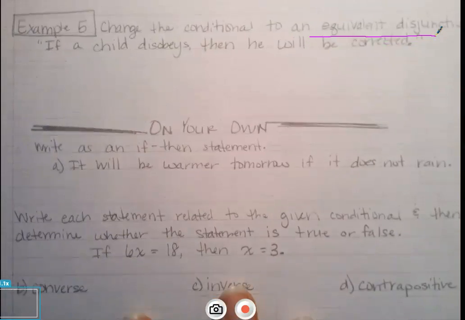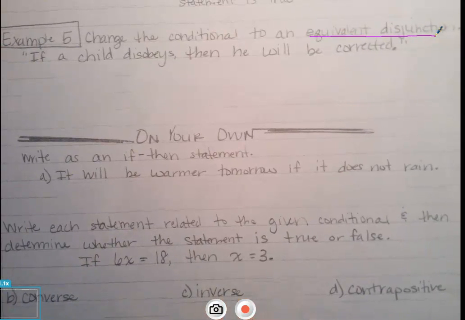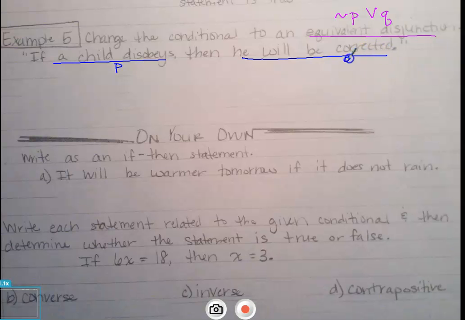So this is true. So we want it to be not P or Q. So now let's look at our statement. What is our P, our hypothesis? Okay, if a child disobeys is our P. Okay, so we have to not that. And so what's our Q part? Okay, he will be corrected is the Q.